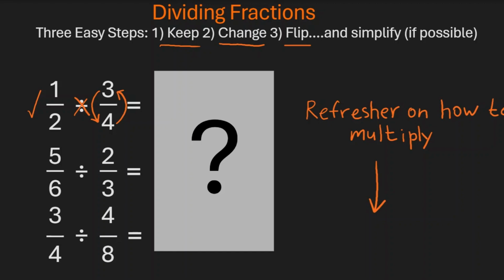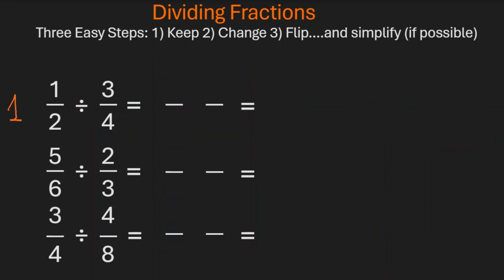Let's dive into our first example. Example 1. We're dividing 1/2 by 3/4. First, keep the first fraction, 1/2. Next, change the division sign to multiplication. Then, flip the second fraction. 3/4 becomes 4/3. So now, we're solving 1/2 times 4/3.